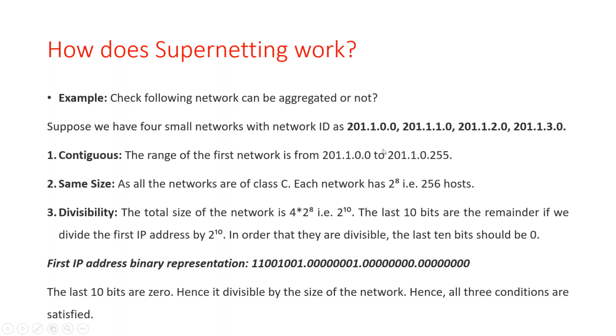Okay, so we check for the given network that the last 10 digits are 0. For this particular example, we satisfied all three conditions: contiguous, same size and divisibility. So all the three conditions are satisfied for this network.